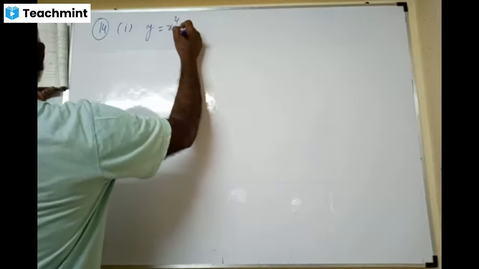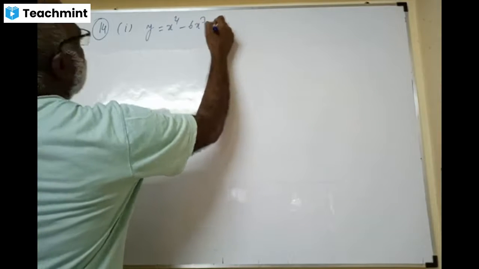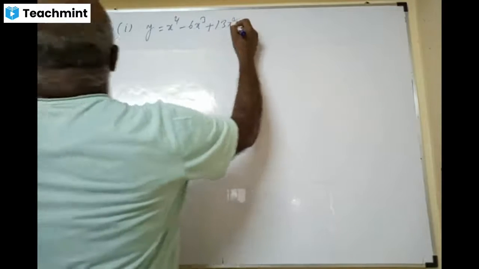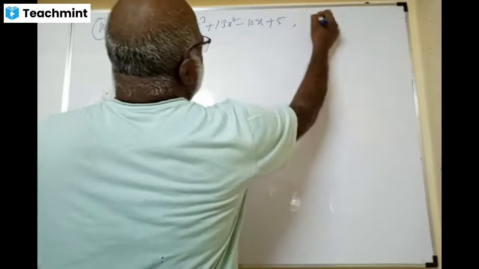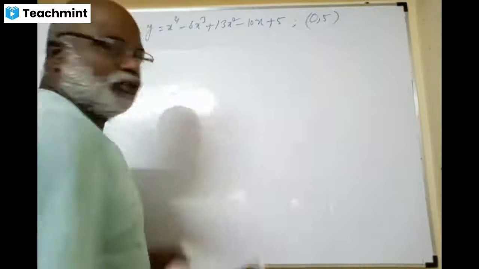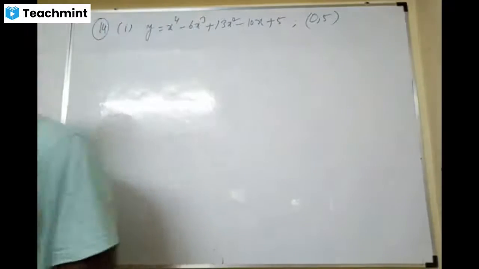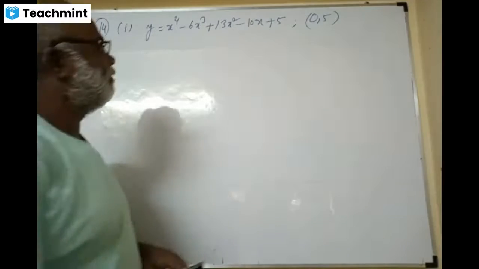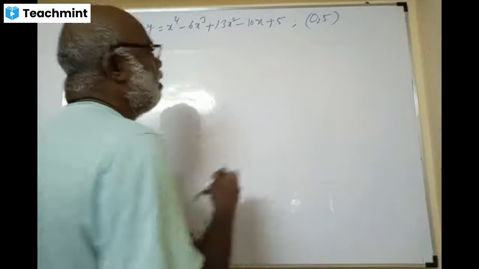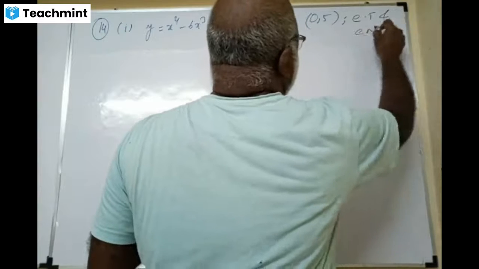y is x power 4 minus 6x cube plus 13x square minus 10x plus 5 at (0, 5). What else do you want? Tell me, dears. They have given the curve, they have given the point. Both of them are given. And you need to find out the equation of a tangent and normal, dears. Equation of a tangent and normal for all 1, 2, 3, 4 questions.